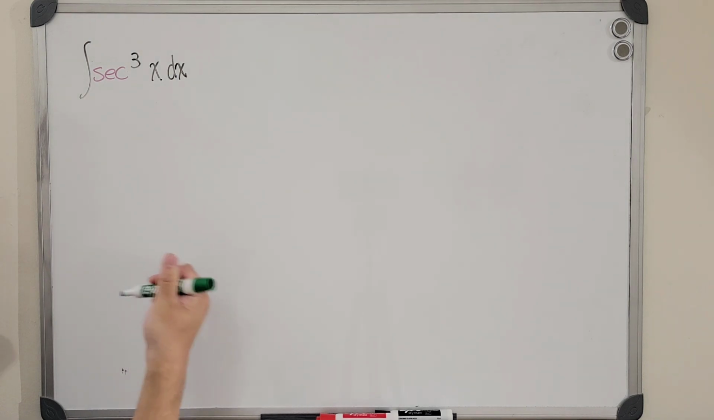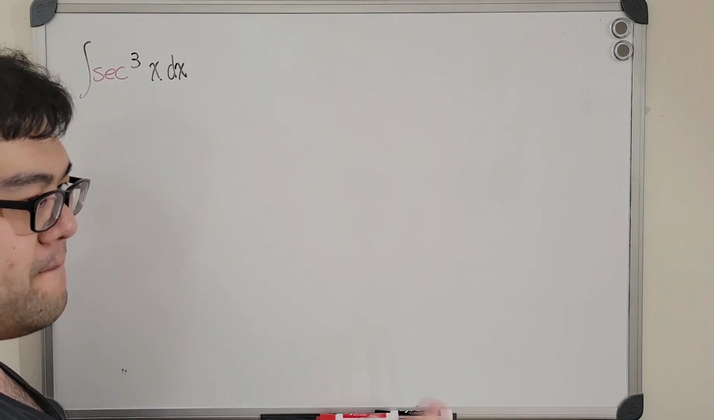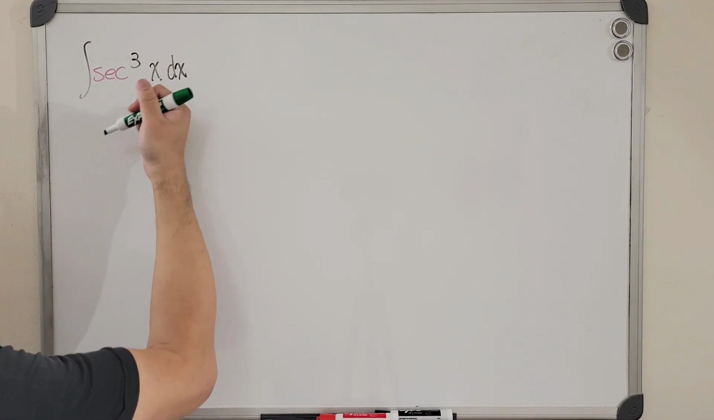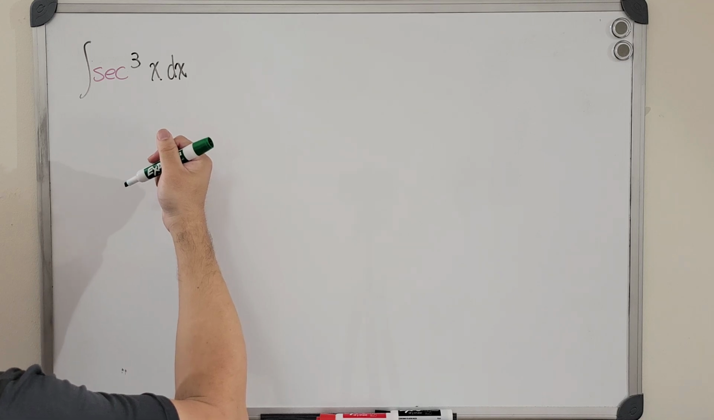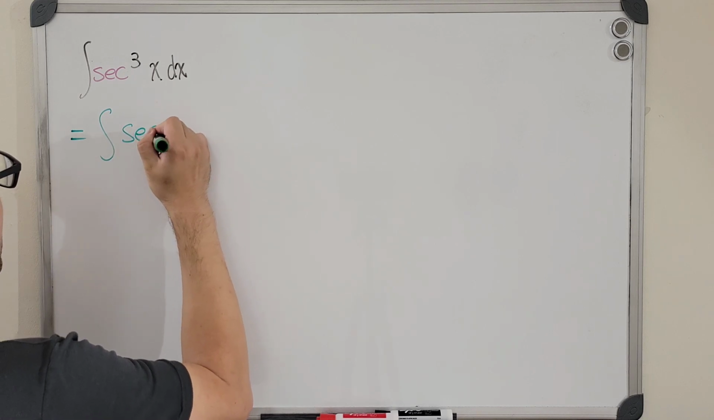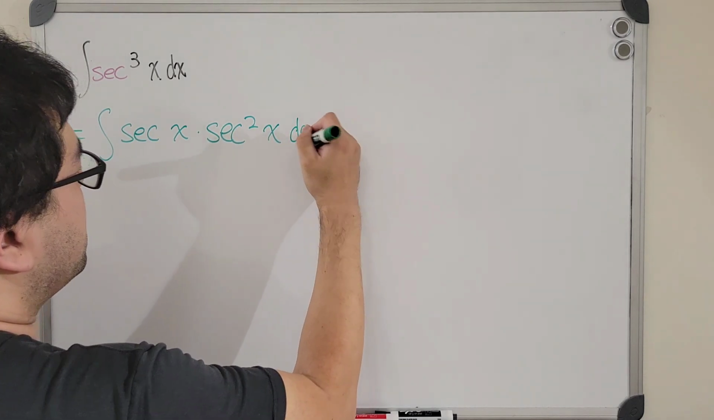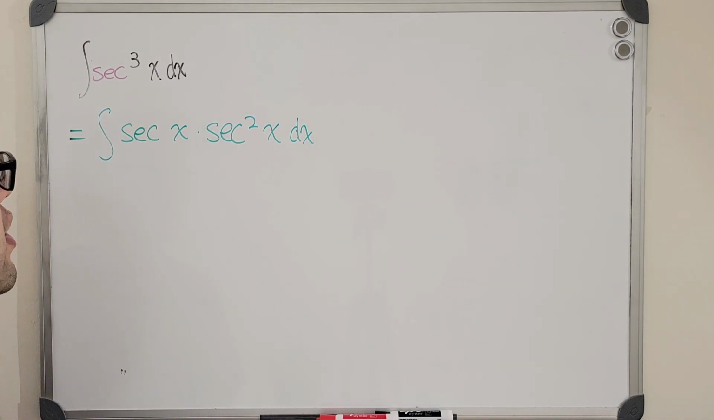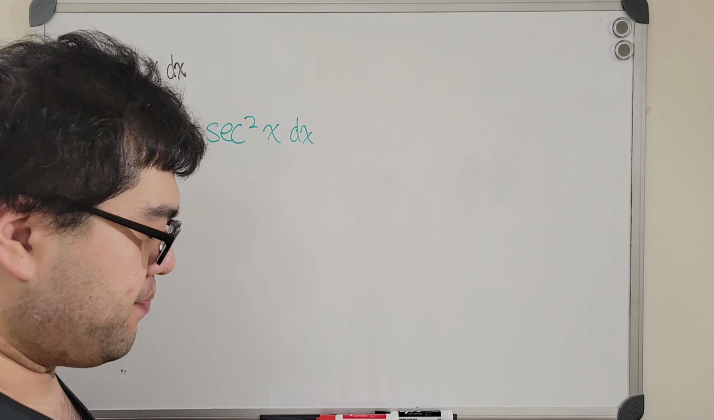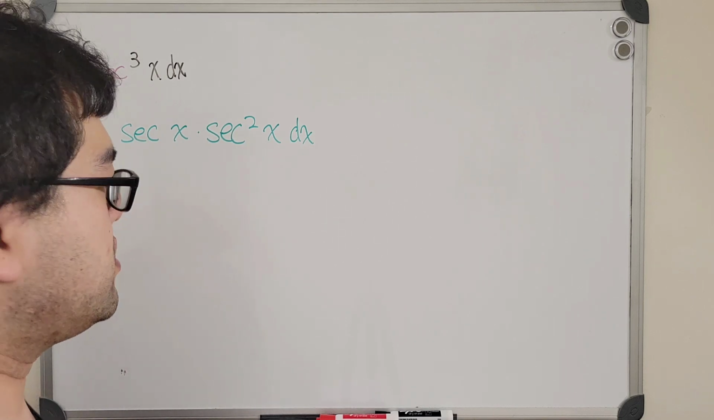Well, if we're just trying to use the same old trick that we used for the previous integrals, that's simply break it into secant times secant square, we will get the following. We have secant square of x. Then if we follow the same trick, we would like to turn the secant square into, by the Pythagorean identity, 1 plus tangent square.